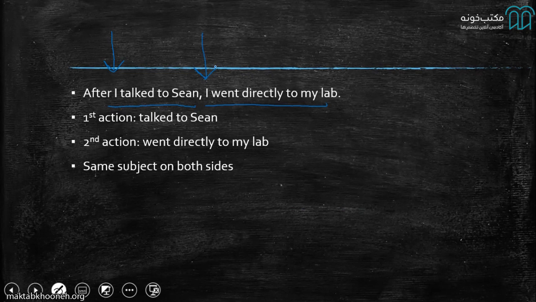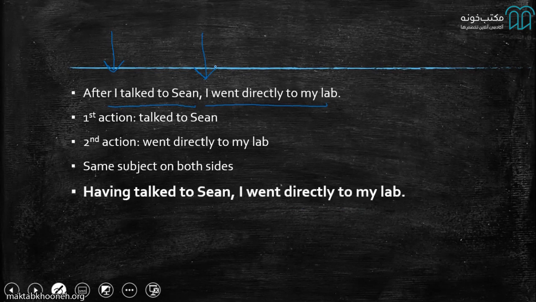Now that you have a sentence like this with two actions, one happening after the other and the same subject, now we can make the change to the complex grammar. This is how the new sentence would look. "Having talked to Sean, I went directly to my lab." So the only thing I really did here is I removed "after" and I removed the first subject.